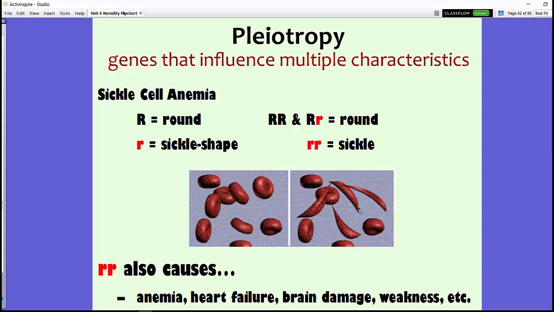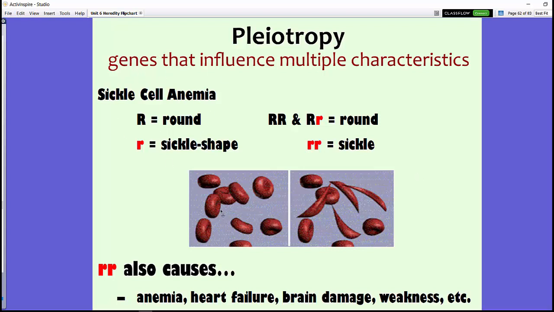What happens here is that the red blood cells tend to get this long, elongated shape that looks like a sickle. And these get stuck in the blood vessels. They'll clump up together. They cannot move easily through the blood vessels. They'll start to clot, and that causes a lot of problems. So this could possibly cause heart failure, brain damage, weakness, anemia, etc. So it doesn't just cause sickle cell anemia. It can actually have a large array of characteristics.